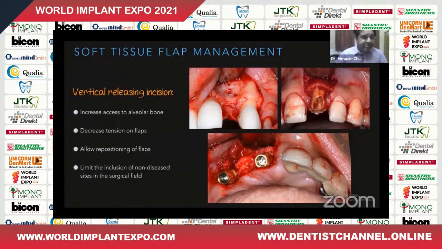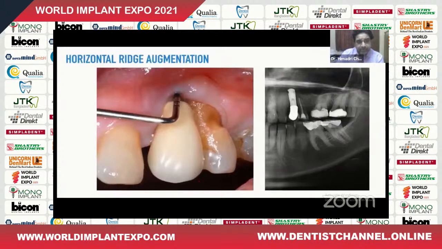So the vertical releasing incision is very, very important. What is the importance of the vertical releasing incision? I've talked about how it increases the access to the alveolar bone. And don't be miserly in giving vertical incisions, extend them as far as possible into the vestibule. The more you go towards the vestibule, the better, of course, there will be more chances of inflammation, but better mobilization of the flap will be there. So it decreases the tension of the flap, allows repositioning of the flap in the original position in the closure, and limits the inclusion of non-diseased sites in the surgical site. So the vertical incision is very, very important.